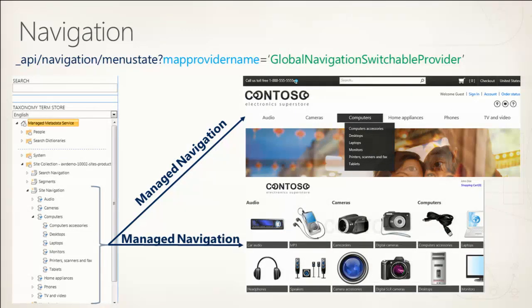To get out the navigation, there is an endpoint called menu state. And we have to give it the map provider name as a parameter. You have to specify which navigation provider is used in SharePoint. In case of a search-driven site, it's always the global navigation switchable provider. Right, so then we want to get the same navigation in our app, as you see below.